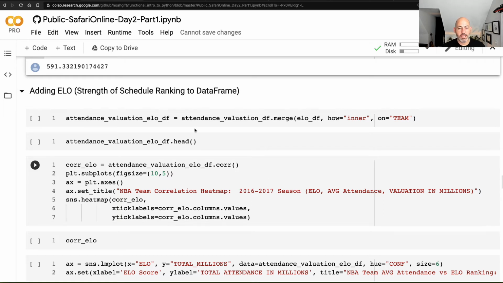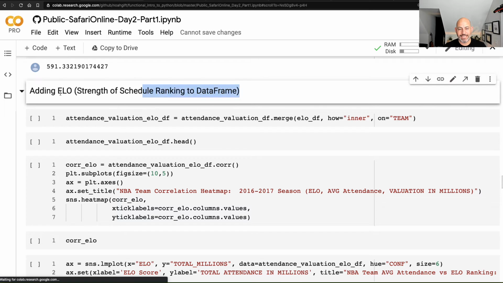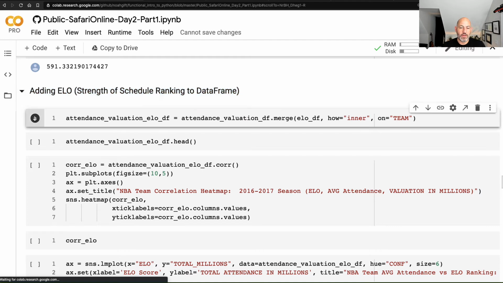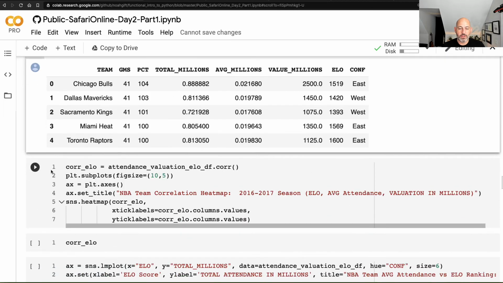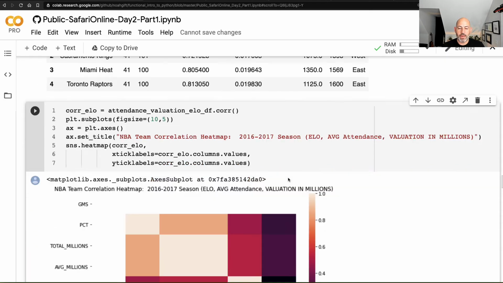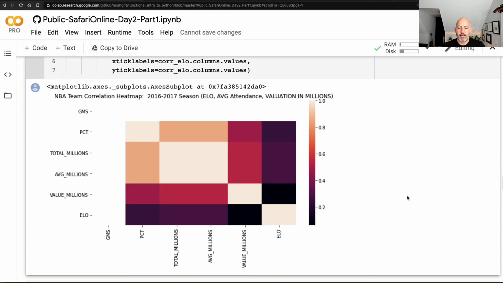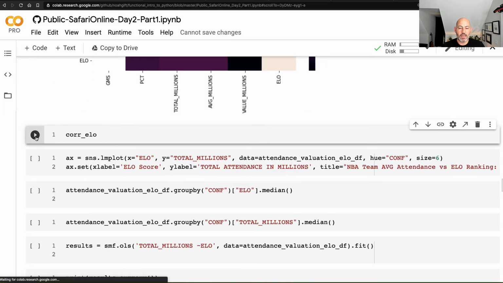And this one, again, is the ELO data set, which is basically strength of schedule. So this is like a true metric of how good a team is, the ELO. And so I, again, add this to the data frame. And then you can see, here we go. Here's the ELO. I also can do a correlation heat map here. Here's an example of it. And then I can actually plot things out here.